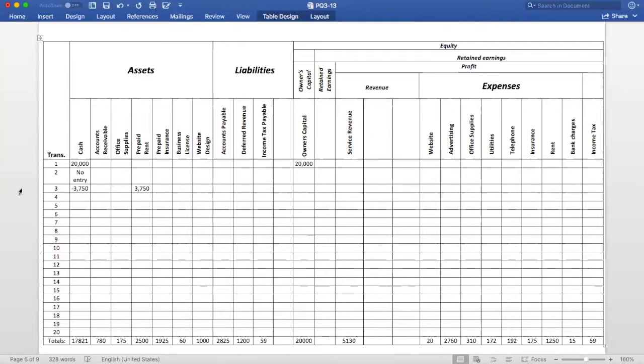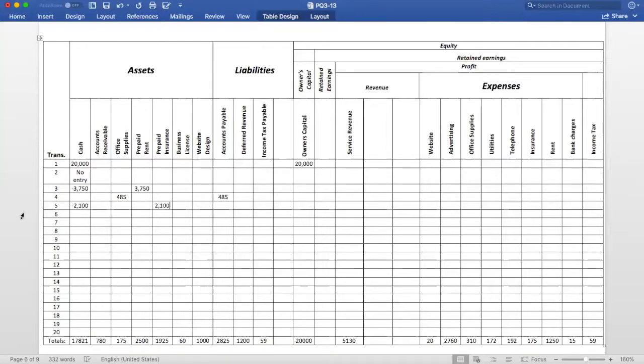Number 4, you purchase office supplies using a credit card. Remember that all credit card payments fall under accounts payable. Office supplies will increase and accounts payable will also increase. Number 5, you pay cash for a 1-year insurance policy. Cash will decrease and prepaid insurance will increase.